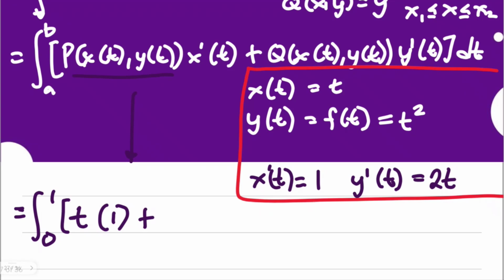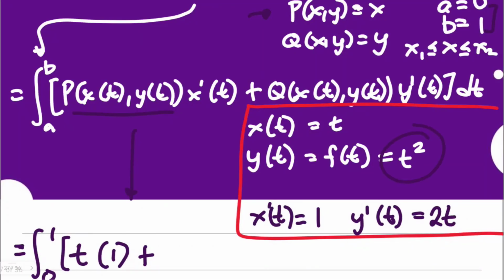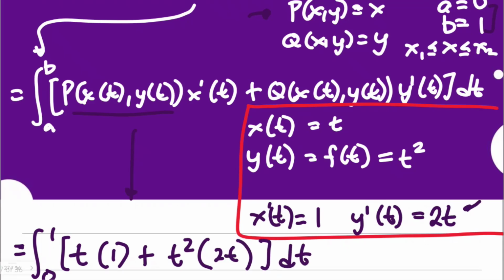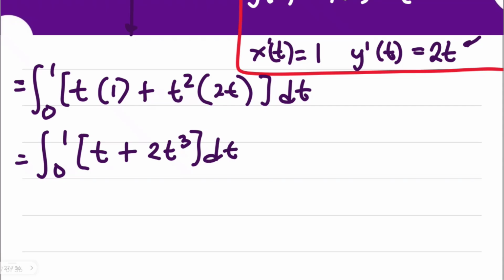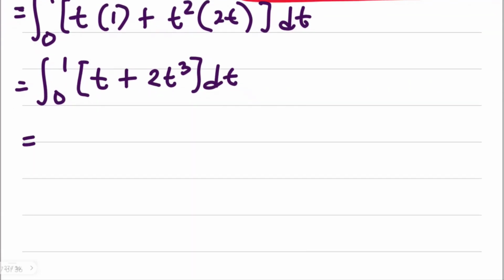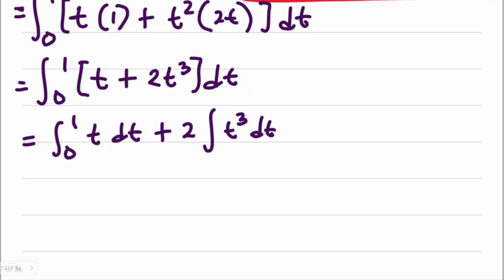Next, plus your Q is only y. So y stands for the parameter, so you have t squared times the derivative of your y, which is 2t. This is under dt here. Now, to continue, from 0 to 1, you only have your t plus, if I'm correct, 2t cubed dt. Now for this, we simply need to apply the rules or properties of integration. So you have here the integral of t dt plus twice the integral of t cubed dt from 0 to 1. The linearity property is applied here.